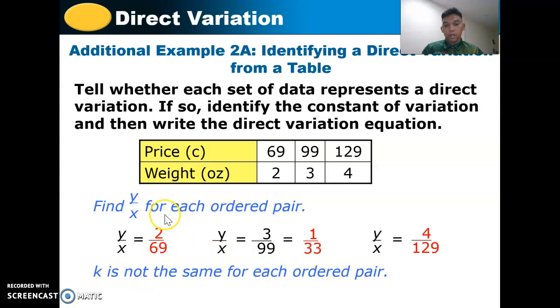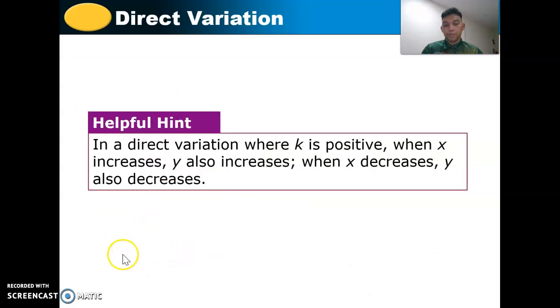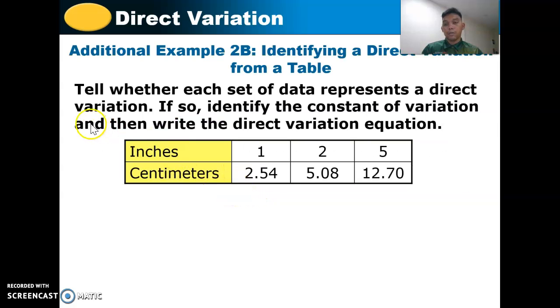The constant of a direct variation given the table of values should be the same, but in this case it is not the same. Meaning to say this is not a direct variation. Remember the formula for the constant: we divide y by x. In a direct variation where k is positive, when x increases, y also increases, and when x decreases, y also decreases.